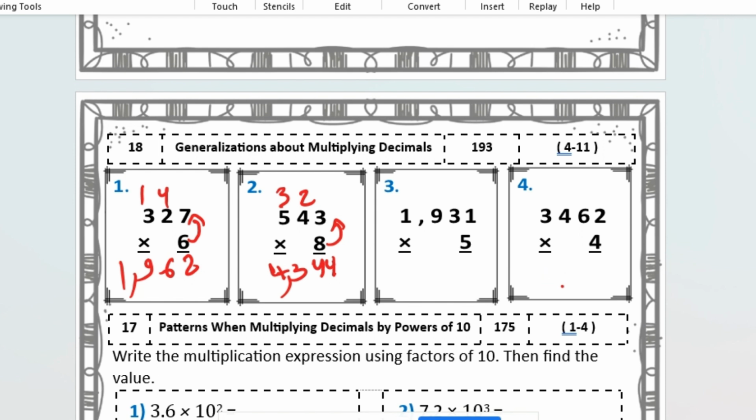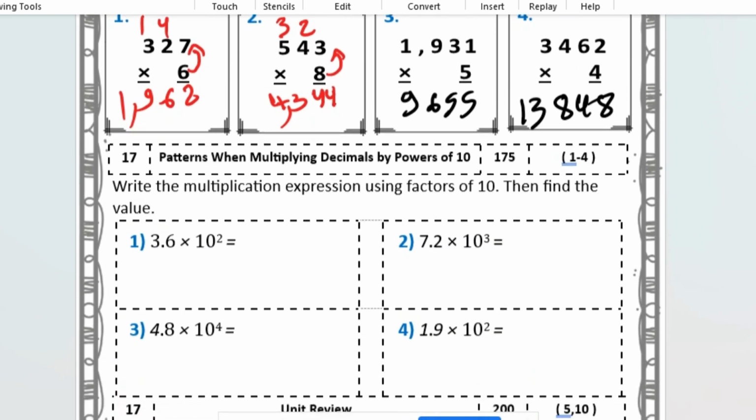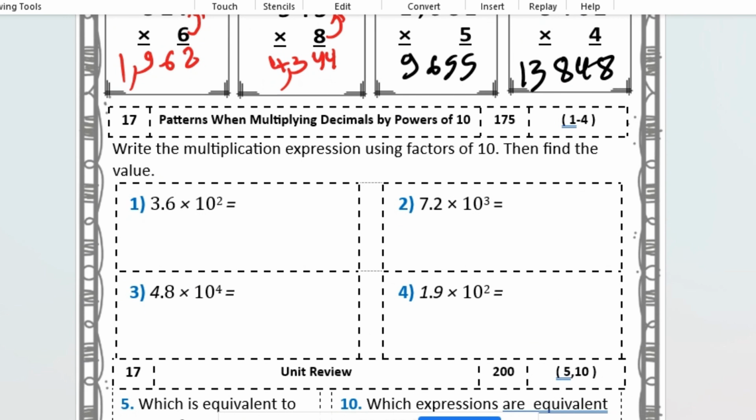You just solve these two questions on your own, or I could just give you the answer straight away here. The answer for the first question is 9,655, and here is 13,848. Check your solution. If it's correct, then you're fine, but if you have other numbers, you should revise your solution.